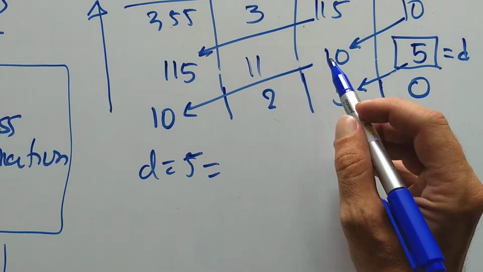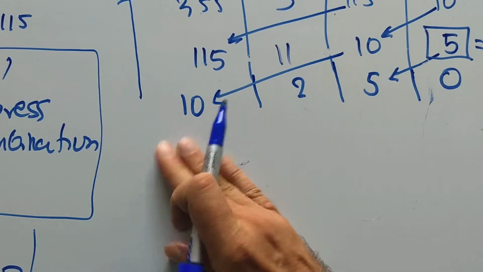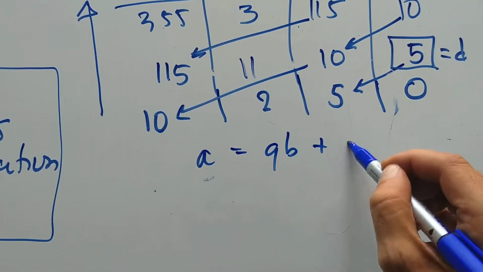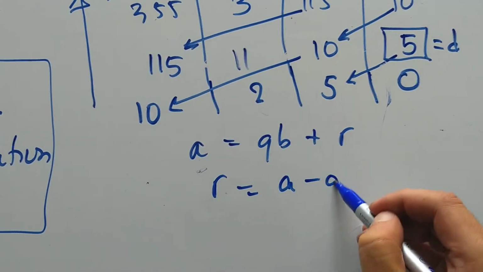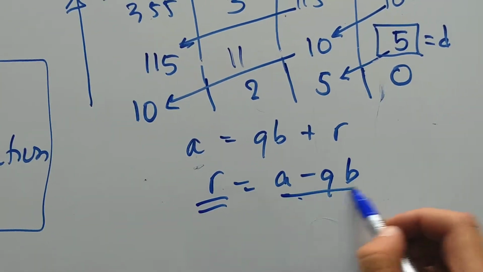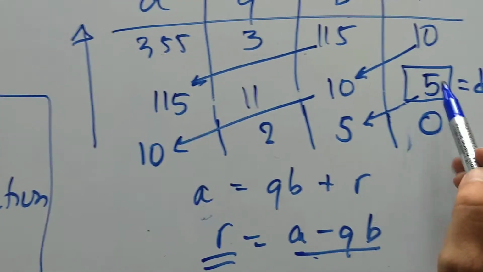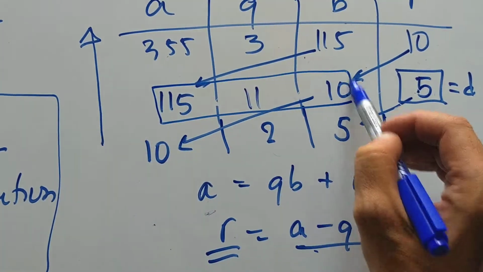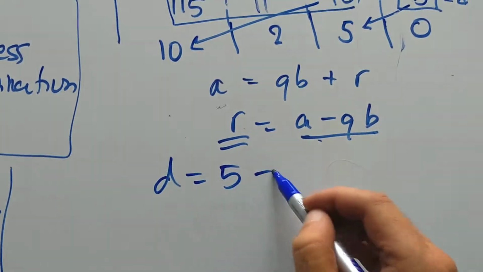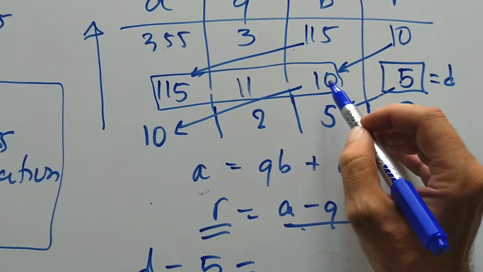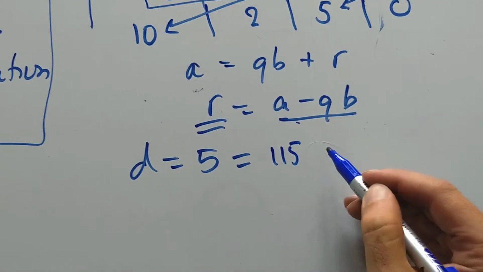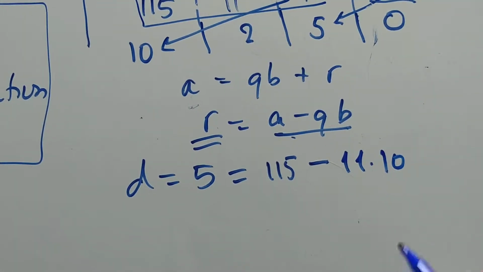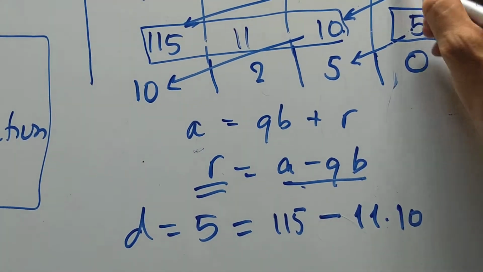Well, let me show you something first. Take A is QB plus R. Now R is A minus QB, right? So I can express my remainder in terms of the other numbers. So D is 5, and I do this for this row. I get 115 minus 11 times 10. What is 10? Let me work backwards to this 10 here.